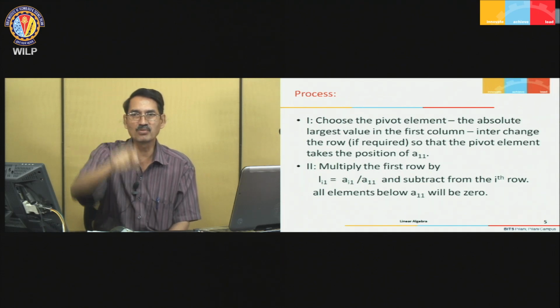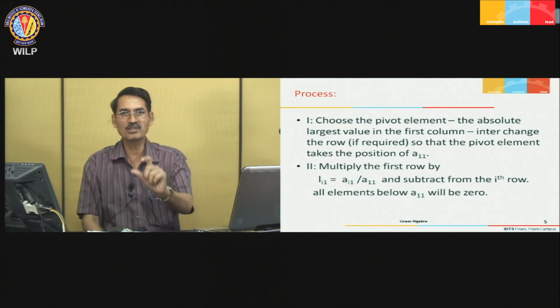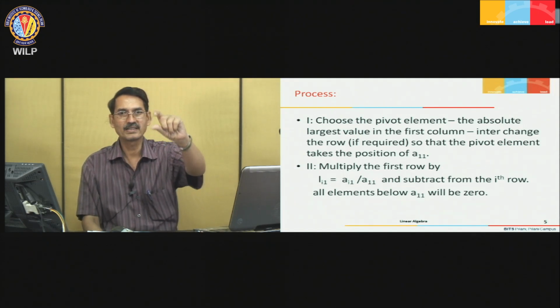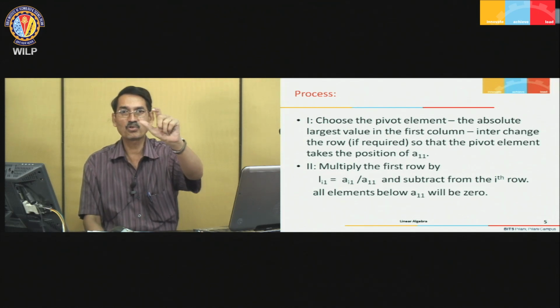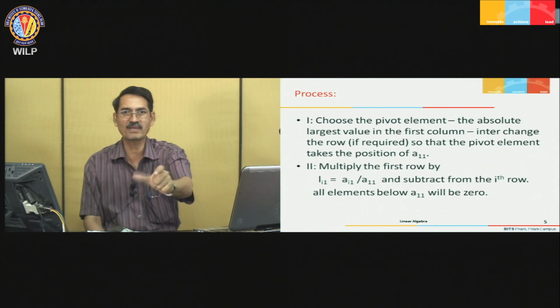Okay. And what is the numerically largest value? As I told you, suppose somewhere in the first column, one entry is 8, and another entry is minus 12. So, we shall take minus 12 as the numerically largest value. So, that is the pivot element.